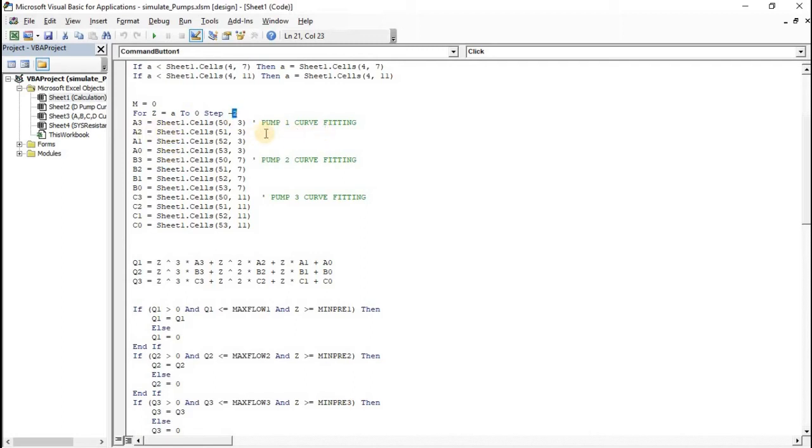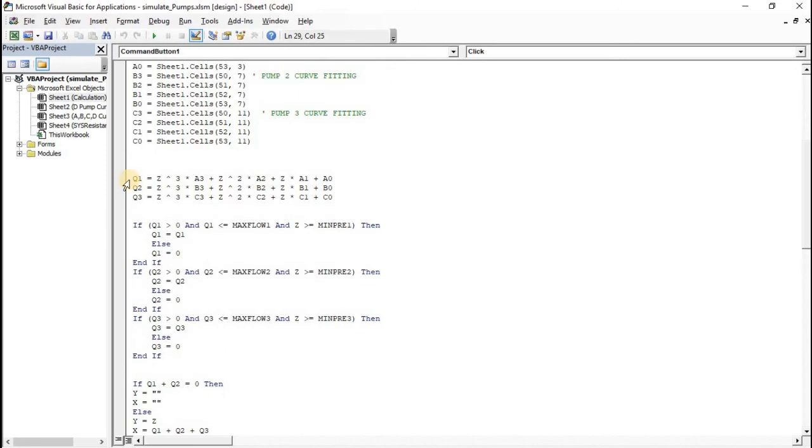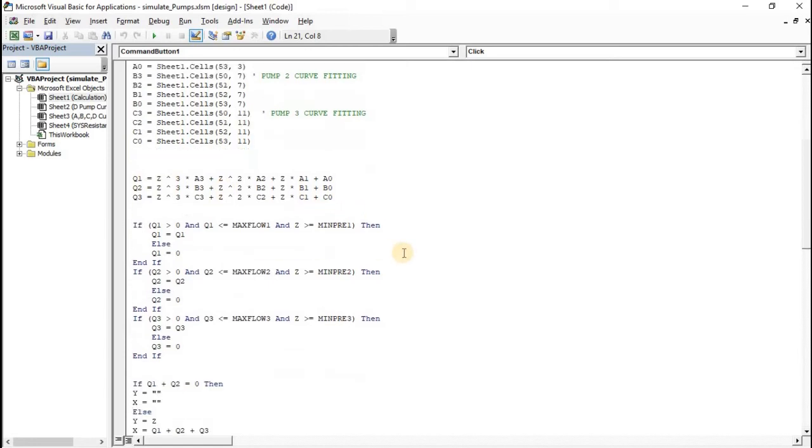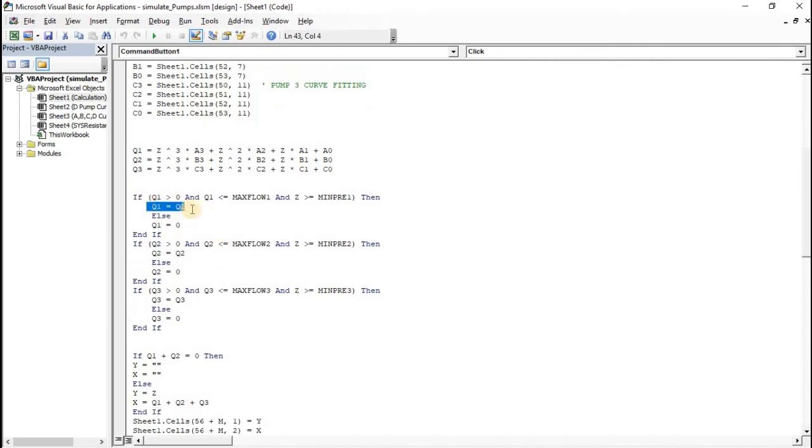And then this is my pump curve fitting. I'm just reading the data now and calculating the flow rate at this pressure. Z is my new pressure, which starts with the highest pressure, and calculating the Q1, Q2, Q3. Now, if you try to calculate the flow rate while you are outside the range of your curve, you will get a negative value. So if the flow rate is more than 0, that means it is a good value, but it is below the maximum flow rate, and my pressure is higher than my minimum pressure, then I will consider Q1. Q1 equals Q1. That's nothing. Here you can just ignore it.